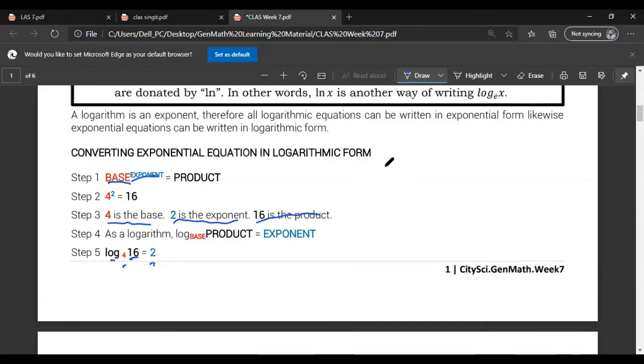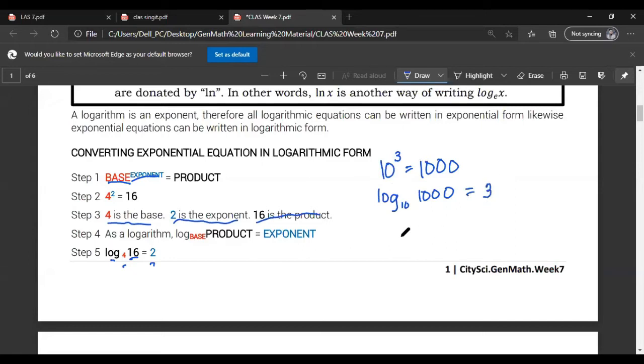What if we have 10 raised to 3 is equal to 1,000. O paano natin siya isusulat? Logarithm of ano yung base? 10 po. Okay, 10. So, we have the logarithm. Ano yung product natin? 1,000. So, the logarithm of 1,000 to the base 10 is equal to 3.